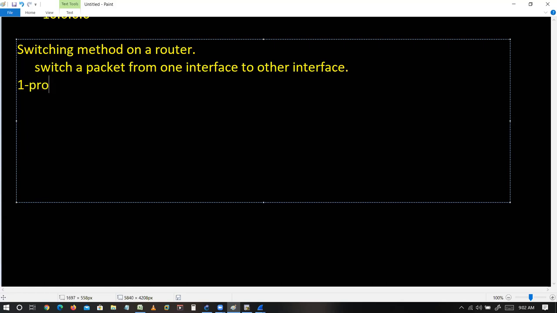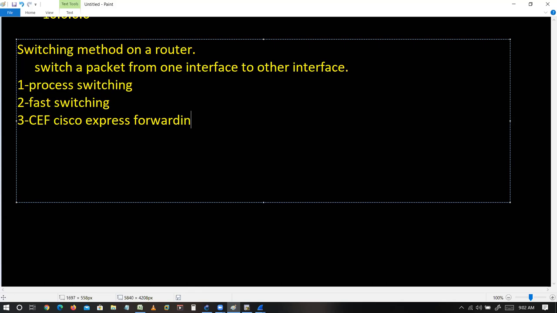The first one is process switching. Have you ever heard about this one? No. Fast switching. I think this one you know, CEF. Cisco Express Forwarding. Okay, guys, just take a 5-minute break, then we will start.